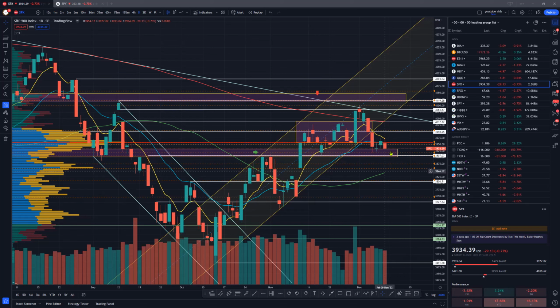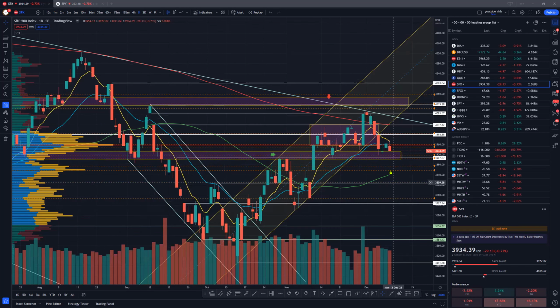If things are bad and we break down, look for that gap support, which is at 3,860. Then we enter the gap right here, and that's a big gap that needs to be filled. That's 3,750 to fill it. So those are areas that you want to look for a trade.